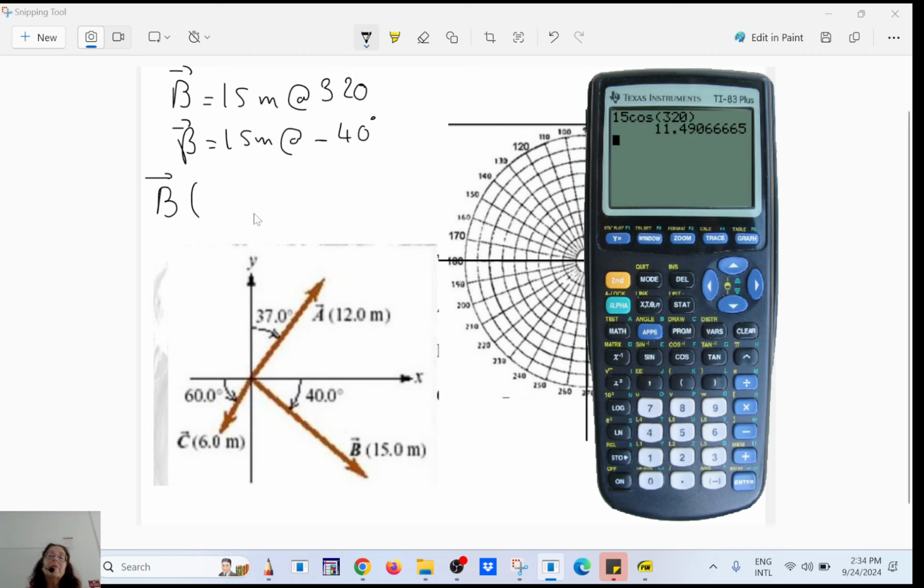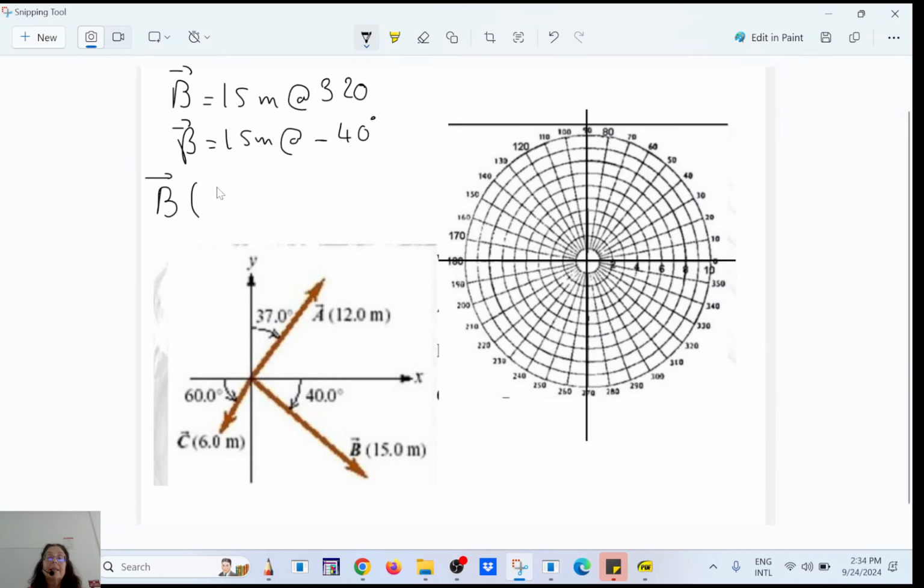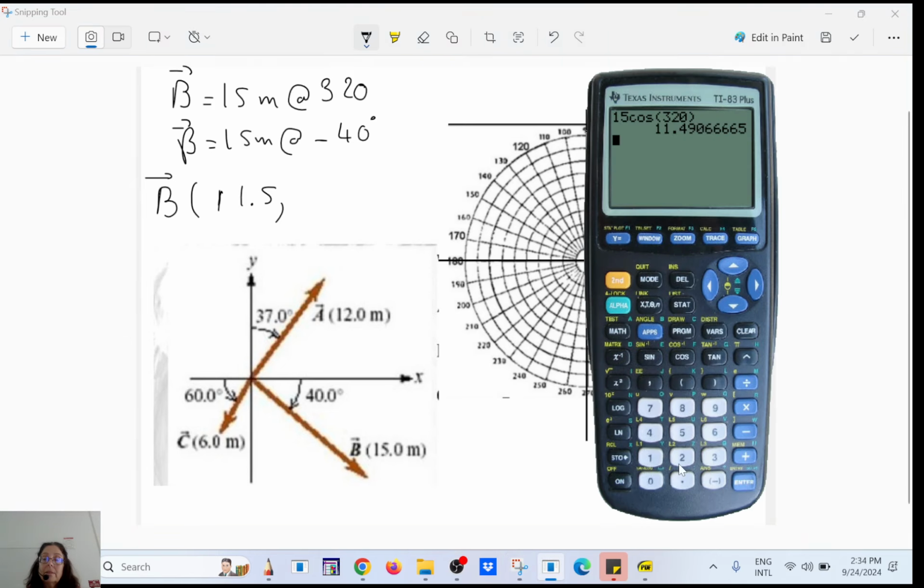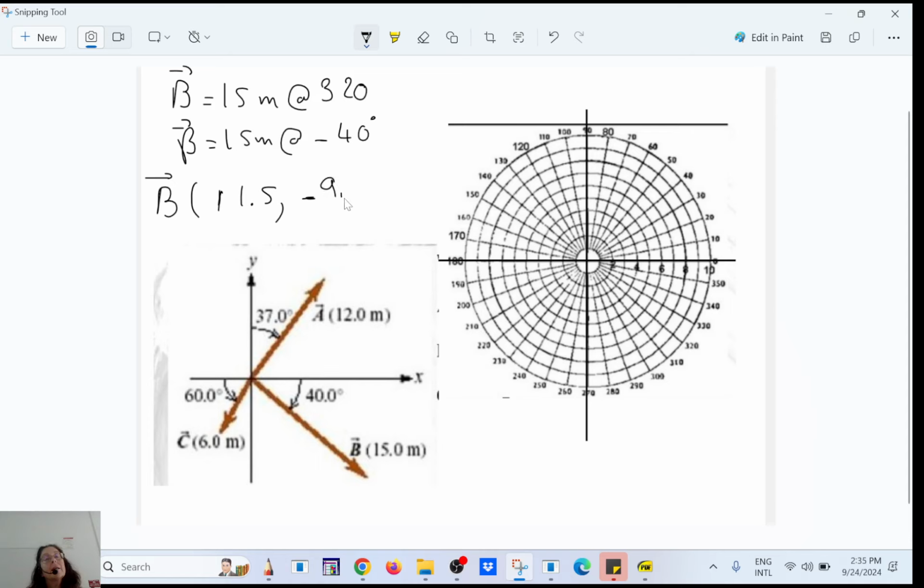That's going to be 11.5. Did you get that? Okay. 11.5. And then the y component is going to be 15 sine 320, minus 9.6, something like this. And units, meters. Now, you can also use your trig skills. If you are good at trig, you could have said this is a cosine 40 and that will be a sine 40. But if you do the sine 40, don't forget the minus here.